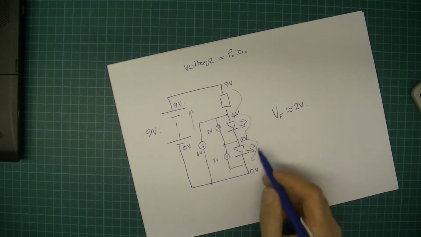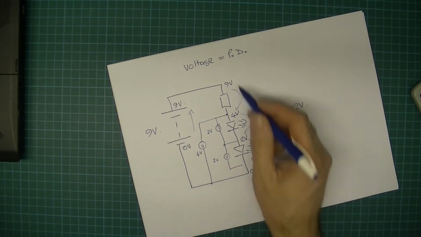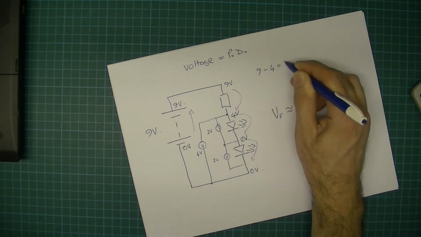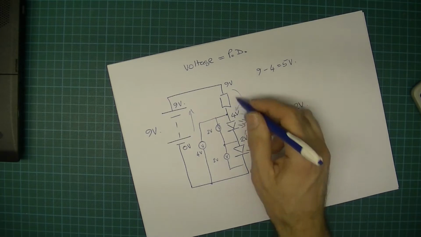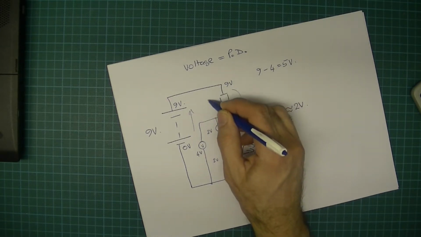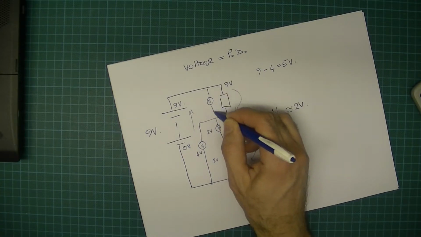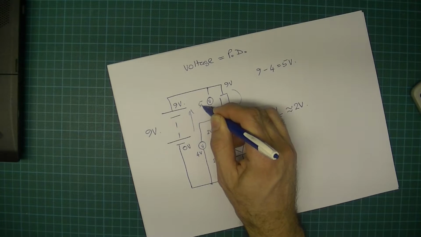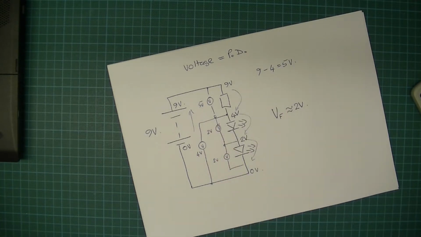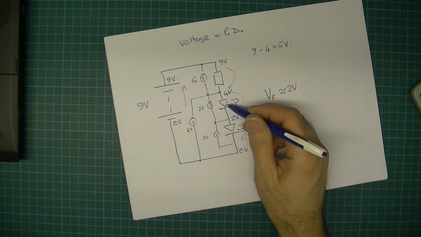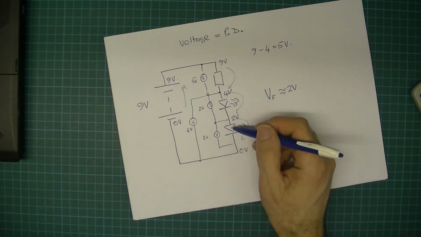So what's the difference now between 4 and 9? Well, hopefully that's fairly obvious. That's going to be 5 volts of difference going across there. So if I were to put another voltmeter, lots of voltmeters now, across here, that's going to be 5 volts of potential difference. Now, what we need to know about is the characteristic of these LEDs.